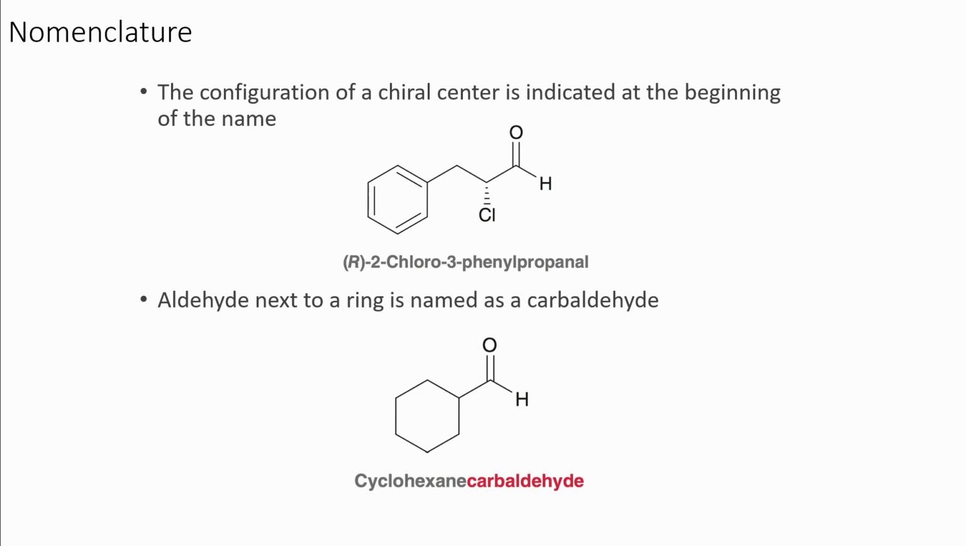A couple other criteria are specific to these compounds and naming. If we have a chiral center in the molecule, we're going to name that at the beginning, and this is similar to our normal convention for naming chiral compounds. And if we have an aldehyde that's directly attached to a ring, then this will be a carbaldehyde. So this is a completely different kind of name for this functional group.